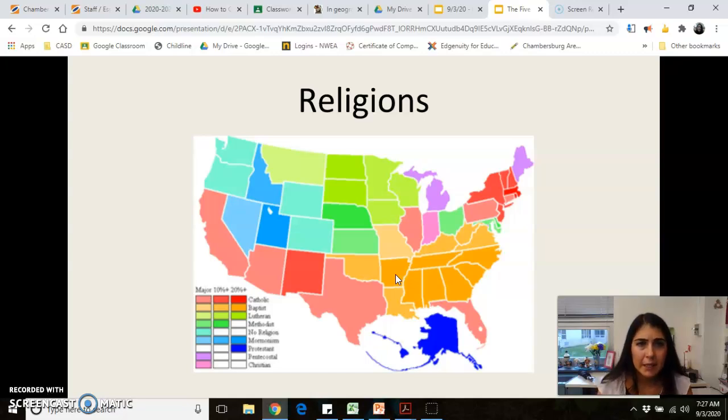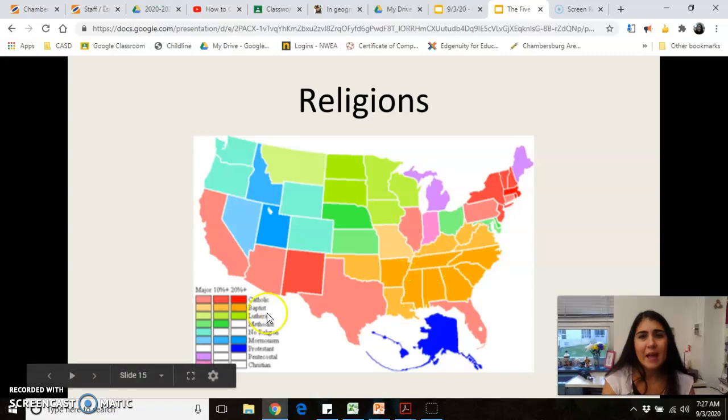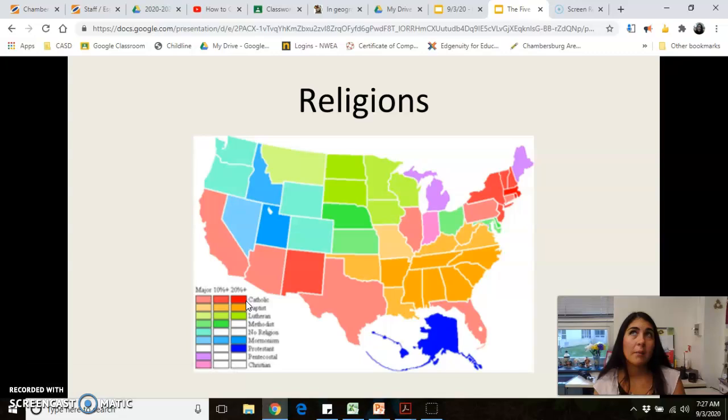So let's pick, like, you look in the southeast. It looks like a lot of them are Baptists, that yellow color. So you see that with Baptists. So you can organize a region by your religion. Now remember, South Carolina, North Carolina, that area was part of the southeast region, but they also can be part of the region for religion of being Baptist.